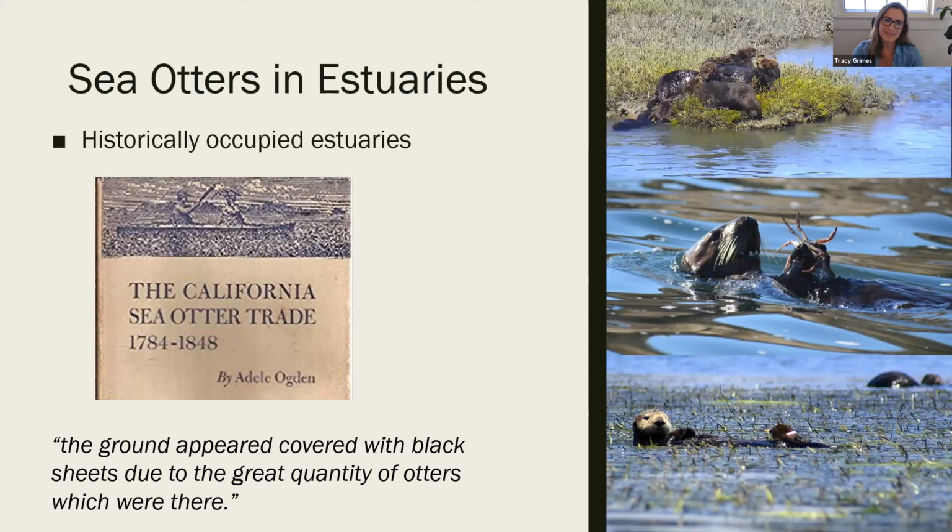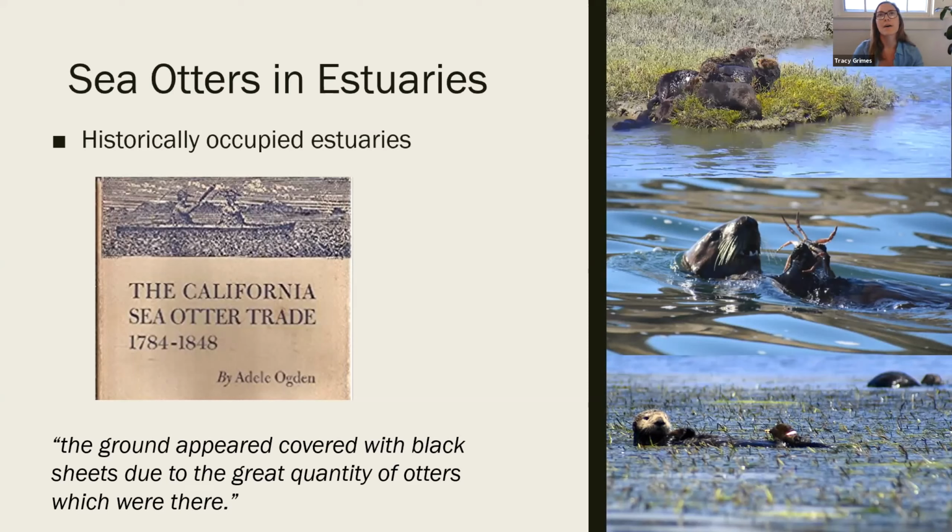This is documented in this book by Adele Ogden. And they currently are using seagrass and marsh habitat, at least in California. And these areas are really going to be important for sea otter population growth in California.